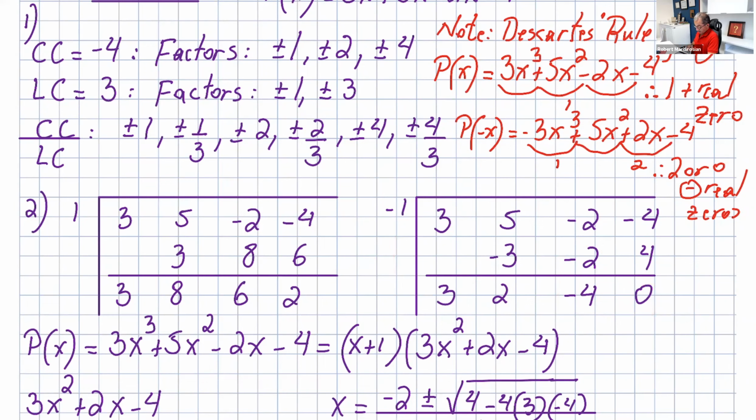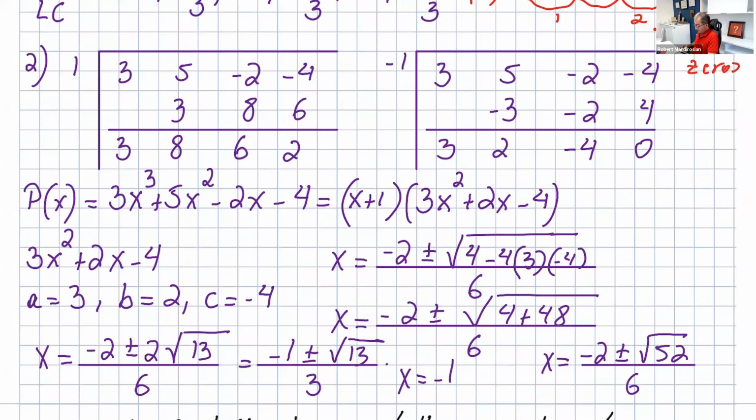Now, how do you write this? You can write the original polynomial as x plus 1 times, and these are the coefficients of the factor, so it's 3x squared plus 2x minus 4. And in this case, we got the quadratic. So don't do synthetic division again. Just go ahead and solve this by using the quadratic formula. And if you use that, you get that answer.